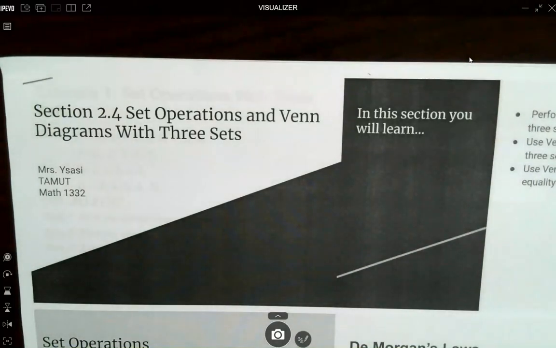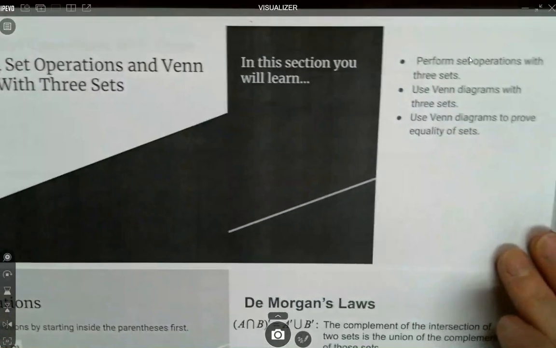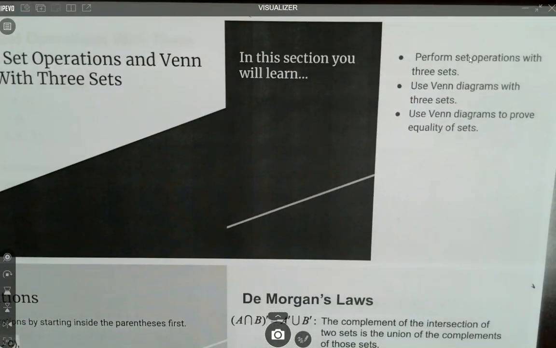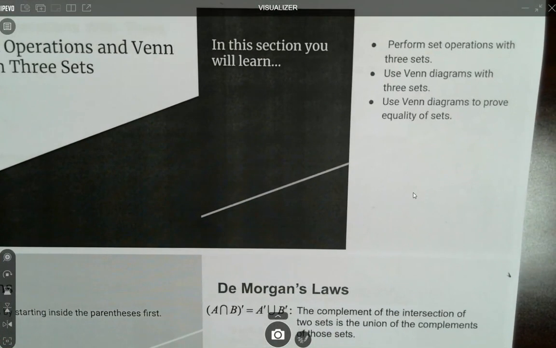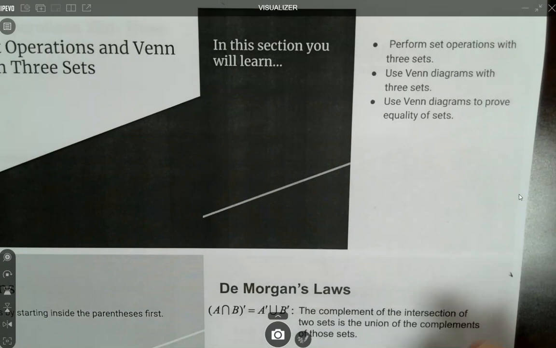Let's look at section 2.4, set operations and Venn diagrams with 3 sets. In this section, you will learn how to perform set operations with 3 sets, use Venn diagrams with 3 sets, and use Venn diagrams to prove equality of sets.